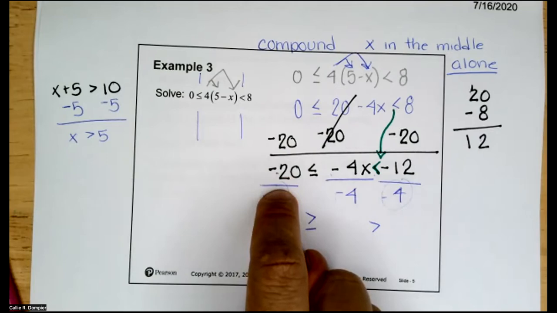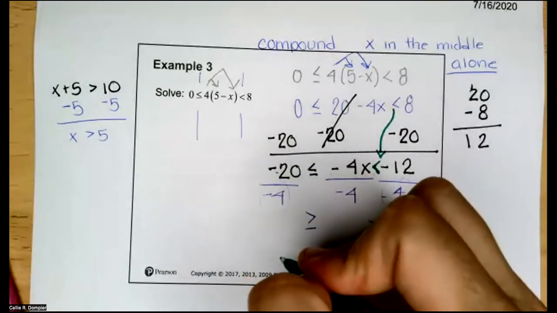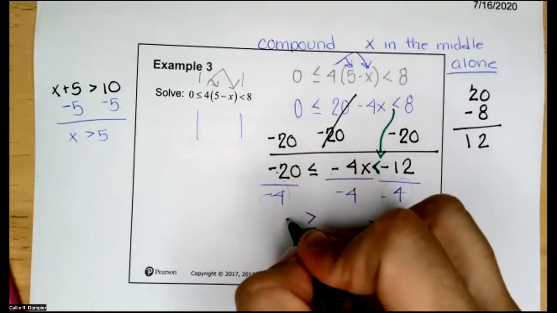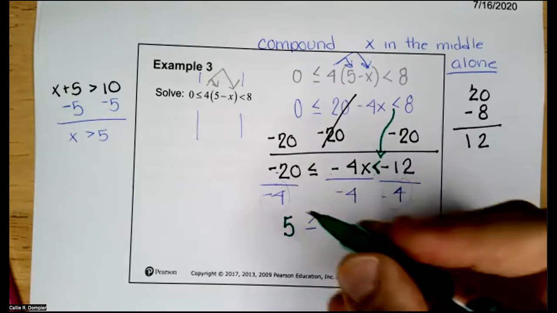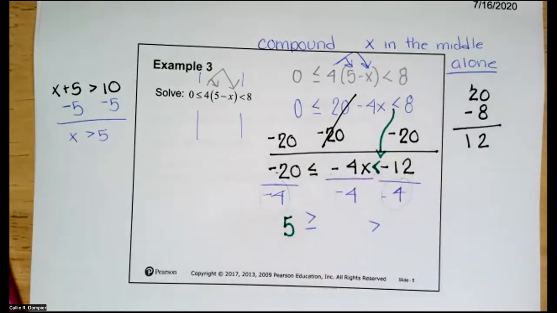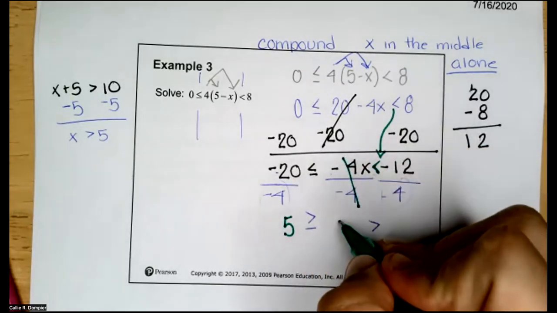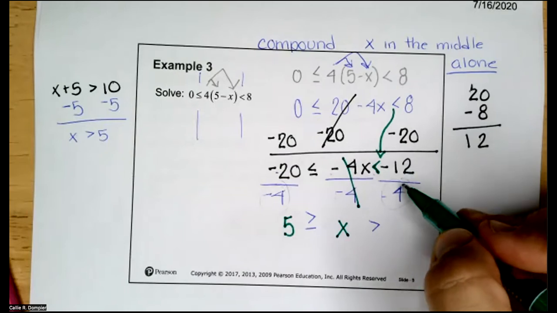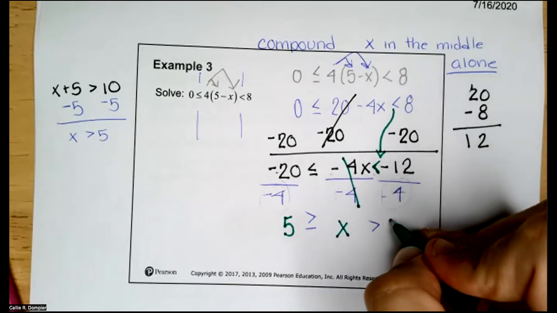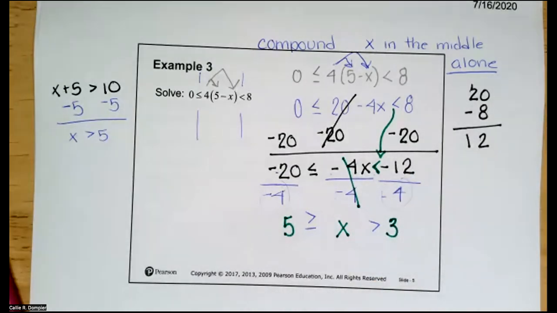Negative 20 divided by negative 4, a negative divided by a negative is a positive. 20 divided by 4 is 5, right? Negative 20 divided by negative 4 is positive 5. Here, I just get to keep my x. Negative 12 divided by negative 4 is a positive 3. Good?